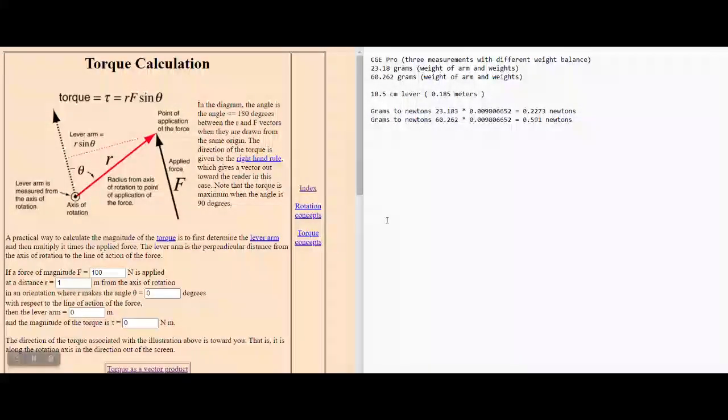Okay, so we've collected our data, and now we need to use this formula. Torque equals radius from the axis of rotation times the force times sine of the angle. So our force, the first one was 23.81 grams, the second measurement was 60 grams. That included the weight of the arm, the hook, etc. The distance from where I was hanging the weights to the center of the worm gear was 18.5 centimeters.